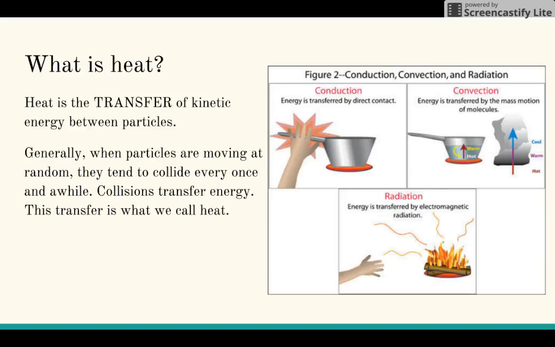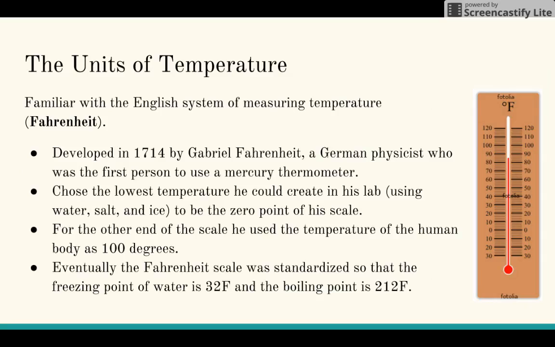But we also have heat, and we learned a little bit about what heat energy is, or at least we learned an equation for it. But that is the transfer of kinetic energy between particles. Generally, when particles are moving at random, they tend to hit each other every once in a while. They collide, and those collisions cause a transfer of energy. And that transfer of energy is what we call heat. And you should have learned in earth science last year there are three ways to transfer heat or thermal energy: conduction, convection, and radiation. I don't think I have to teach you that in my class, so just make a useful connection to what you learned last year.